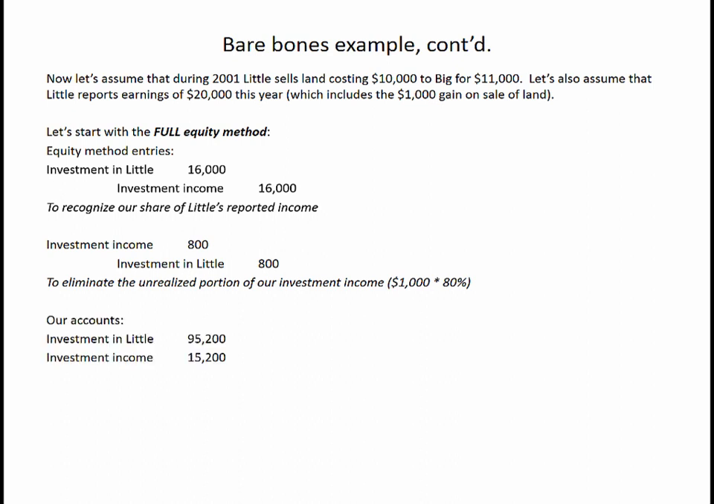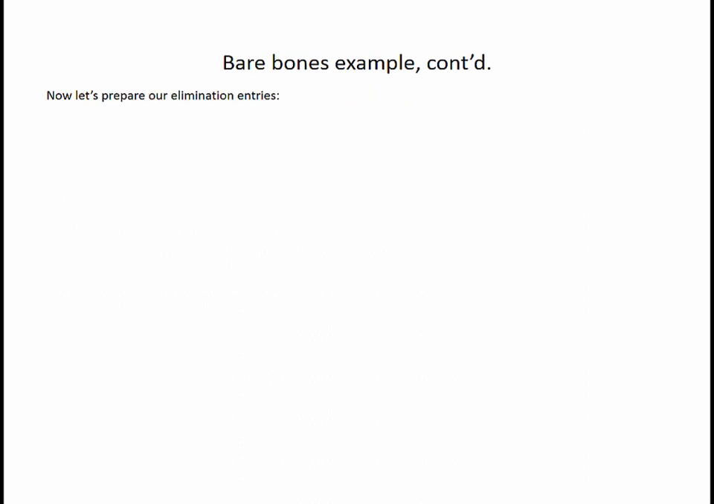So just to summarize where we stand at the moment, in our accounts, we have our investment in Little, $95,200, our initial purchase price plus our share of the reported earnings, minus our share of the unrealized gain, and our investment income is $15,200. And that's essentially 80% of the $19,000 of realized subsidiary earnings.